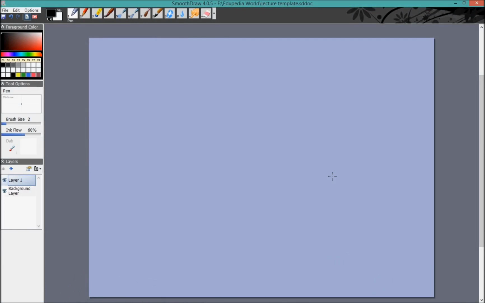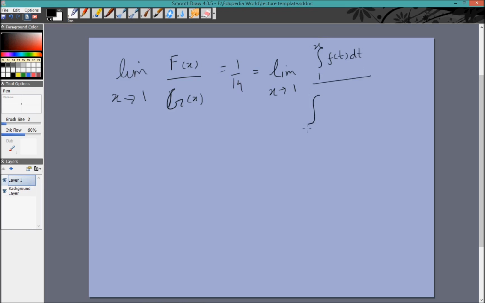In the next question, I am given a continuous odd function which vanishes exactly at one point, and f of 1 is half, right? And we are given that the limit x goes to 1 of capital F of x by capital G of x is equal to 1 by 14. So let's start simplifying that. That can be written as limit x goes to 1 of the integral from 1 to x of f of t dt by the integral from 1 to x of t mod f of t dt, right? This is what has been given to us.